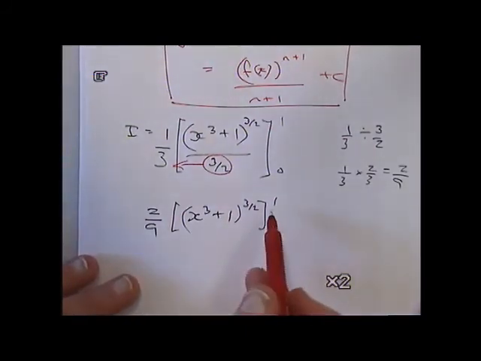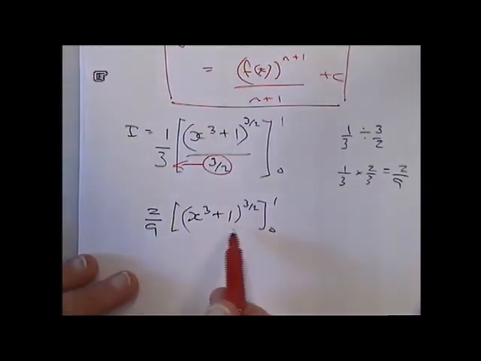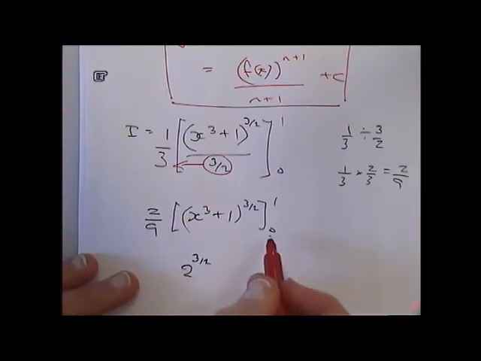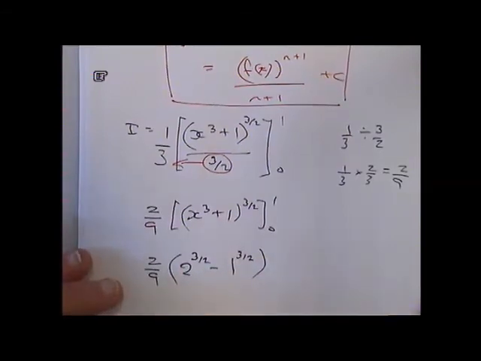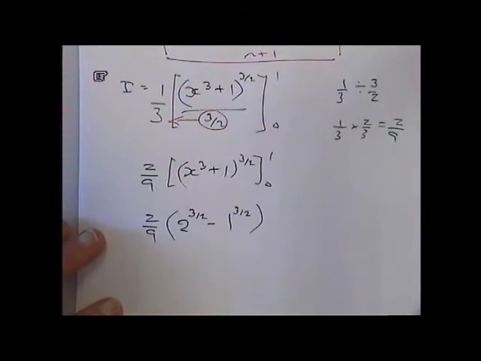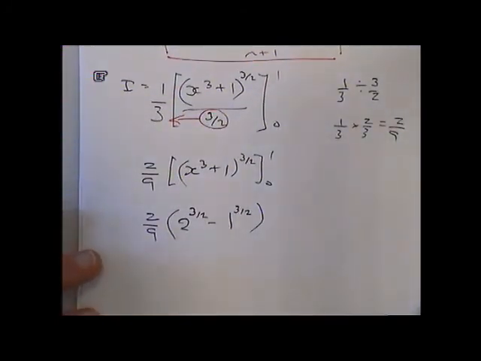When I substitute 1 in, what's the value of the bracket? So I'm going to get 2 to the power of 3 over 2. When I substitute 0 into the bracket, what's the value of the bracket? 1. So I'm going to get 1 to the 3 over 2, taking them away from each other, timesing by 2/9. This is a sort of question that may ask for an exact answer rather than a decimal. Even though your calculators these days give you exact answers, I think, anyway, don't they?